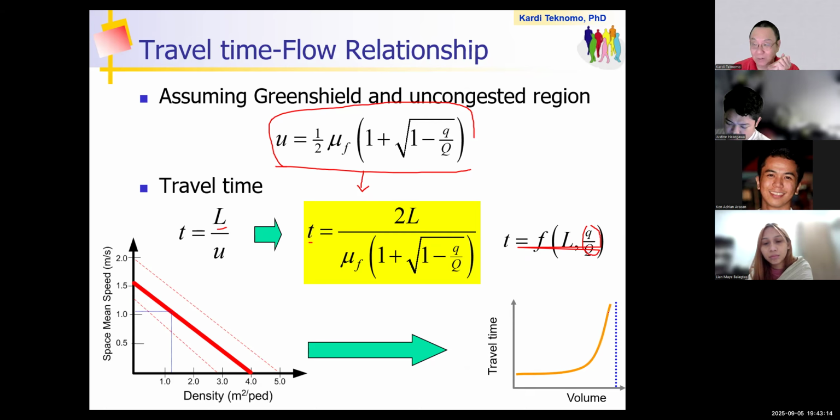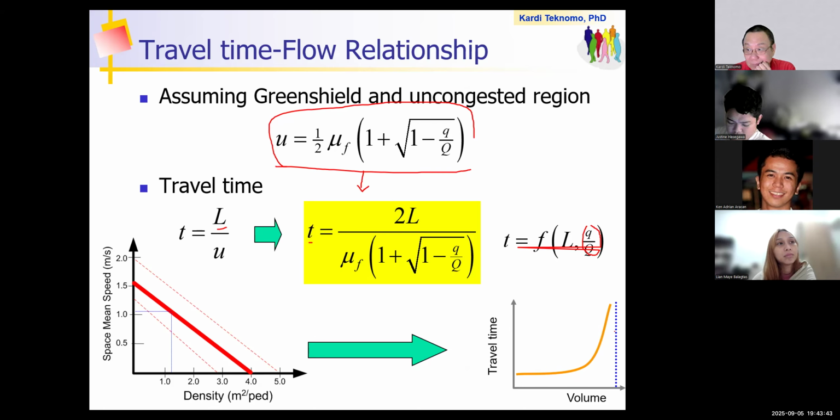Is it clear or not? So what will happen if congestion is exactly 1? So 1 minus 1 is 0, right? So then travel time is L divided by mu F.